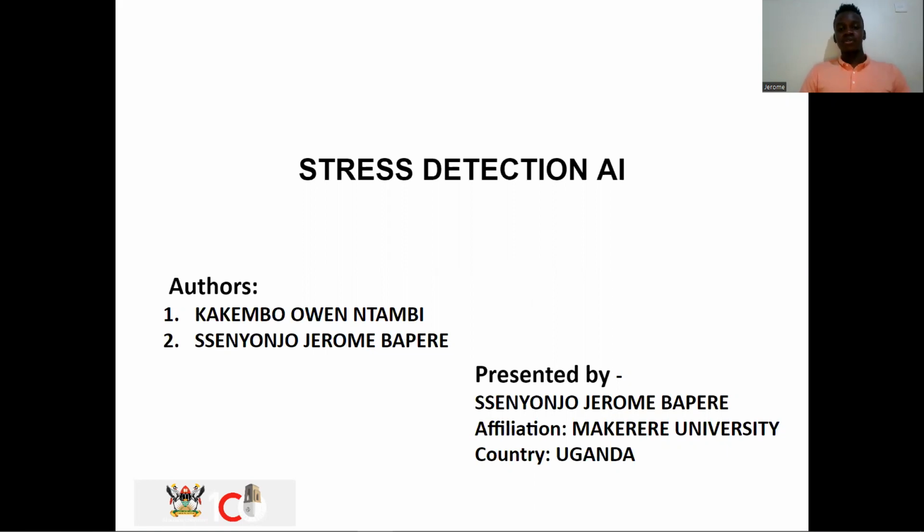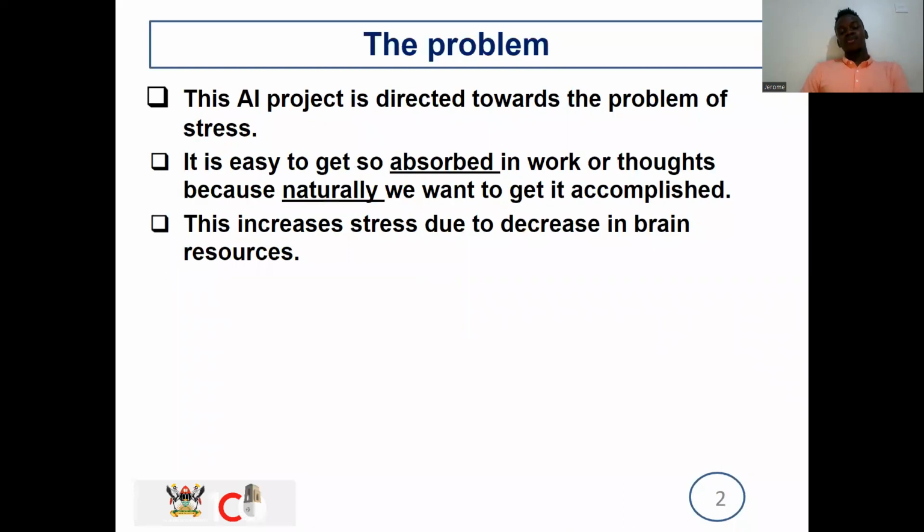So, first of all, the problem driving this AI project is stress, of course. Naturally, we are inclined to wanting to finish doing our tasks at that given time. Interruption breaks consistency, so it's easy for you to get stressed during those times when you want to accomplish something, because as you are working toward the goal, you are using up your brain resources, and that creates tiredness, which can lead into stress.